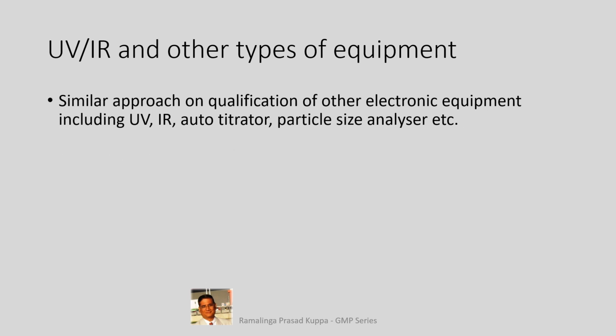Similar approach on qualification of other electronic equipment including UV, IR, auto titrator, particle size analyzer, etc. Other equipment like UV, IR or any other electronic equipment should be qualified for its actual working requirements. The output intensity of UV lamp should be certified and qualified. The wavelength accuracy should also be taken into consideration. The IR range, wave number tolerance or resolution accuracy should be plus or minus 1 or 2 cm⁻¹.